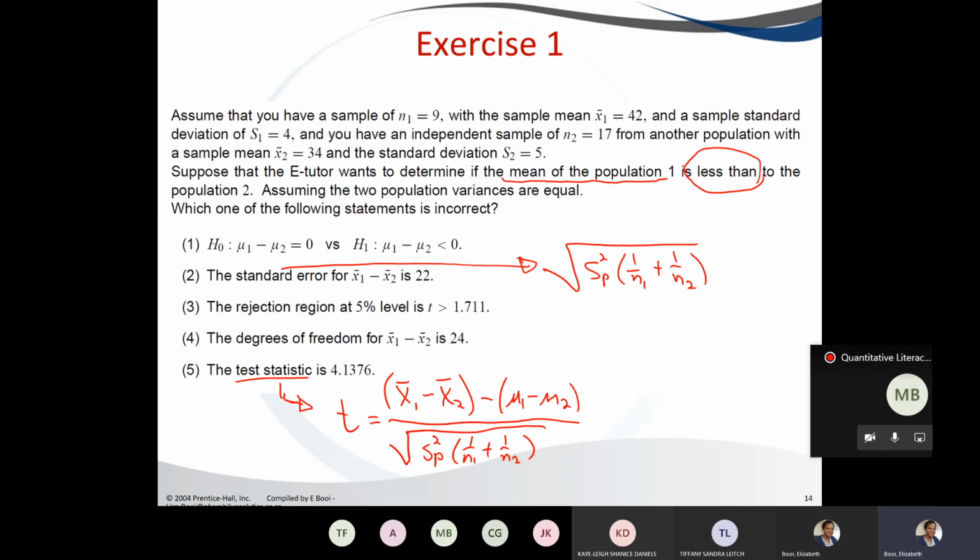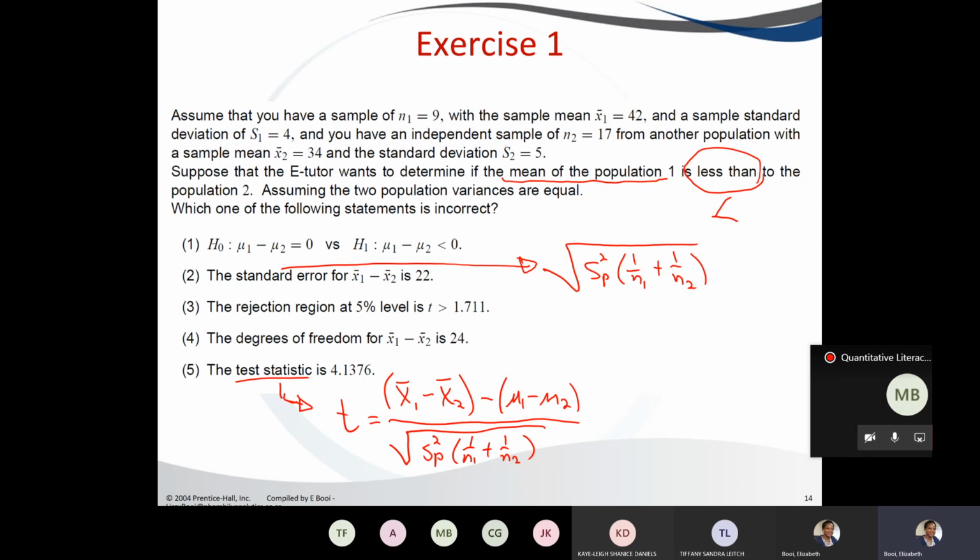So therefore, it tells us exactly what kind of t-test we're going to be doing. Is it a one-tail test or a two-tail test? Since it's less than, we're going to be doing a one-tail test. And the sign for less than, I'm assuming everybody knows maths in this module, is the less than sign. To population 2, assuming that the population variances are equal, which one of the following statements is incorrect?